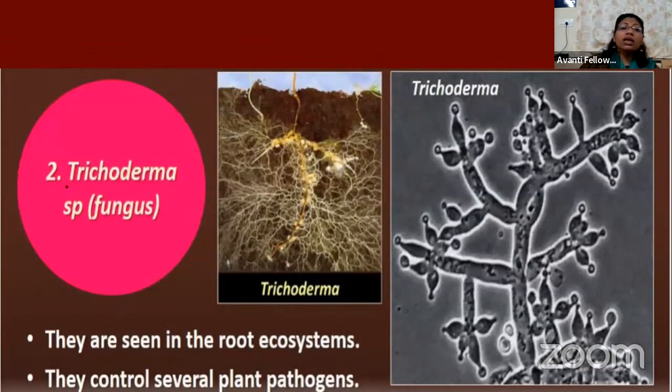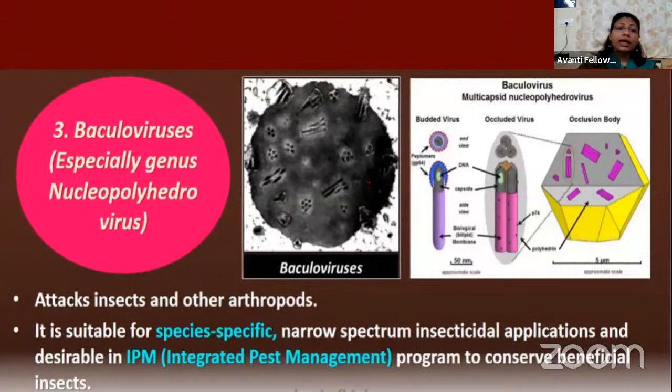Next we have the Trichoderma species. This Trichoderma is a fungus, and it is usually seen in the root ecosystem. Okay. And it helps to control the plant pathogens, so that the roots can easily absorb a sufficient amount of nutrients from the soil and help in the growth of the plant.